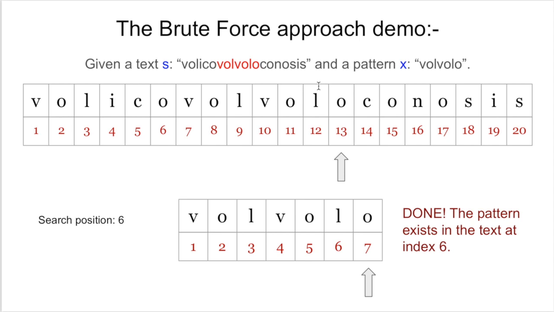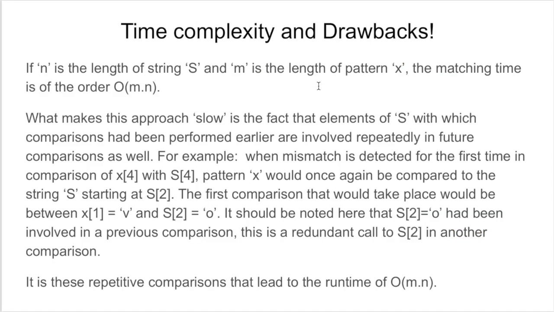Now if we take the length of the pattern as m and the length of the string or the text as n, the complexity of the algorithm would be O of m times n. That means for every element in the string, in the worst case, we have to go through all the elements in the pattern. Obviously this is slow, because when you have a string of length in millions and also a bigger pattern, this is going to take a lot of time.